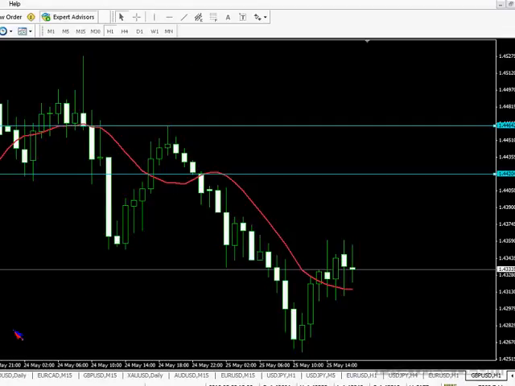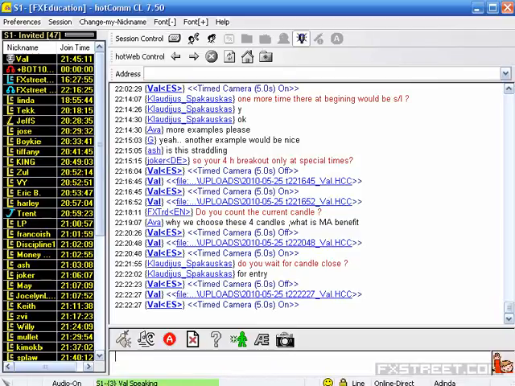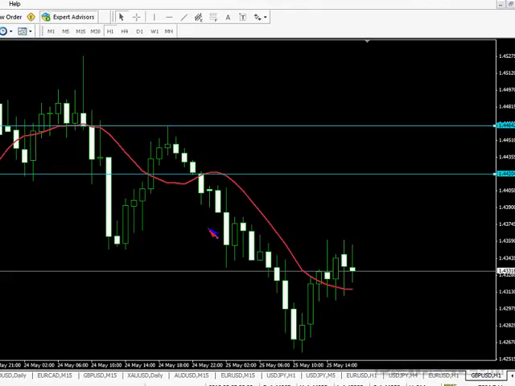Anyway, no, I didn't, Claudius, no, I didn't wait for a new candle opening, okay? I just wait for the price to be far enough from the moving average, or under or above the support or resistance area, okay?